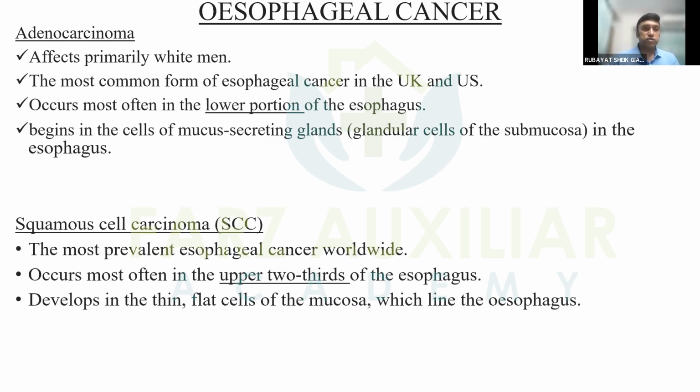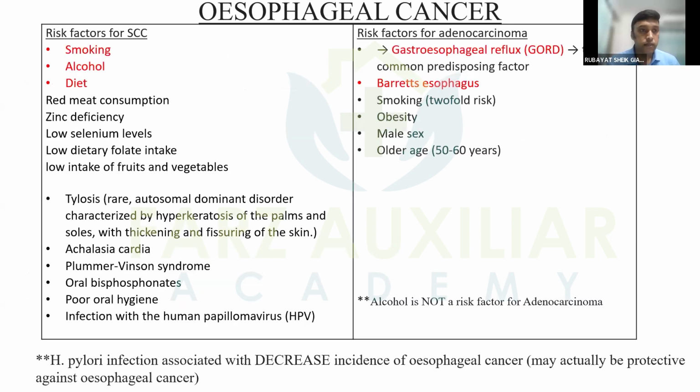You need to know a bit difference of the two types because sometimes you get questions from here. The adenocarcinoma, it's common in the UK and it affects the lower 1/3 of the esophagus. The squamous cell carcinoma, it's worldwide more common than the adenocarcinoma, and it's more common in the upper 2/3 of the esophagus. These are the difference in the risk factors of the two different types of esophageal cancer. This is also a question you may get in the exam.